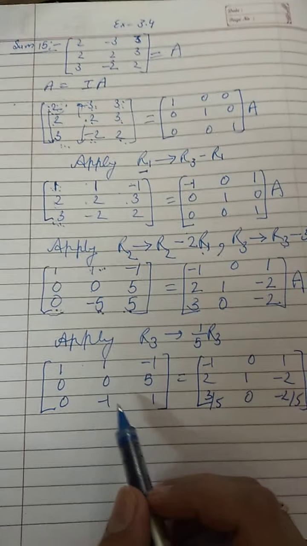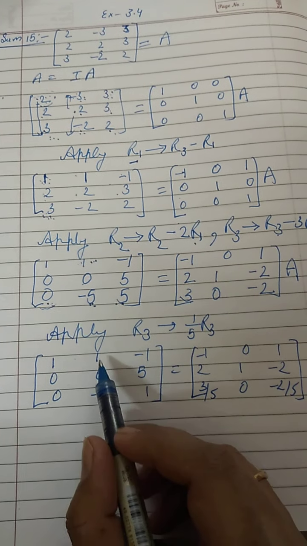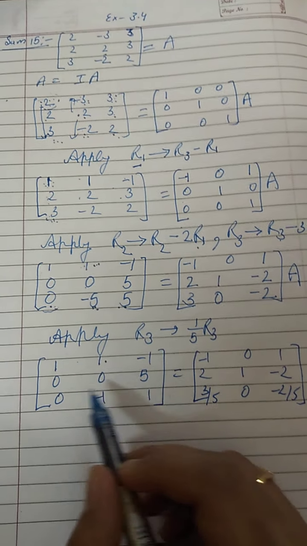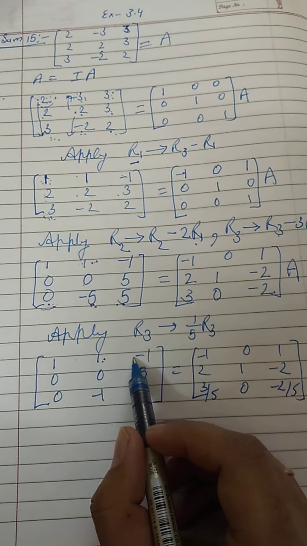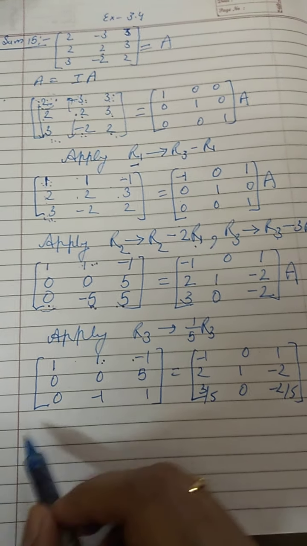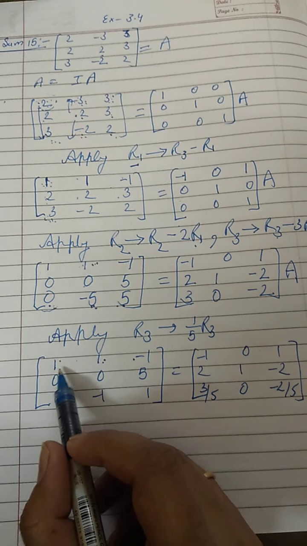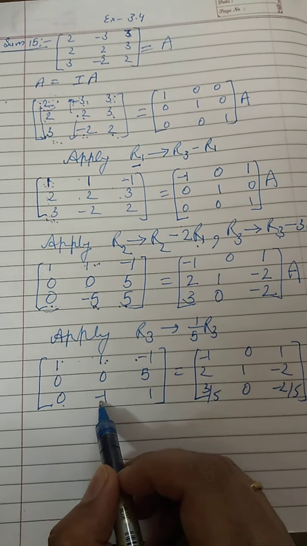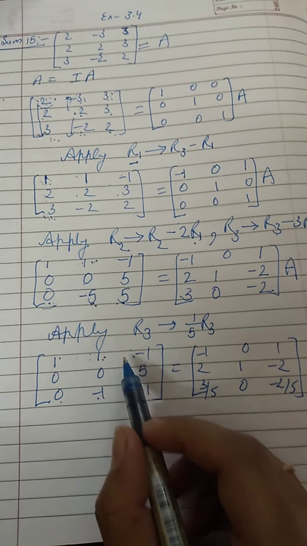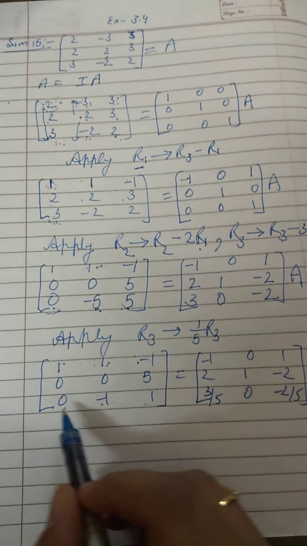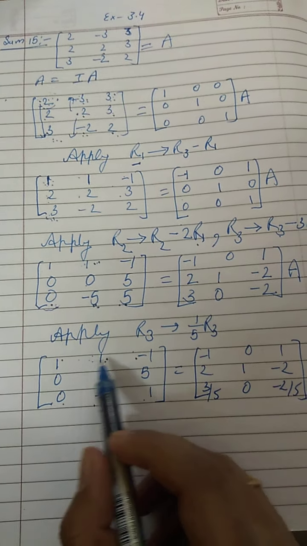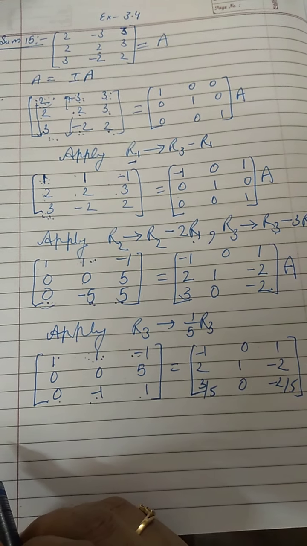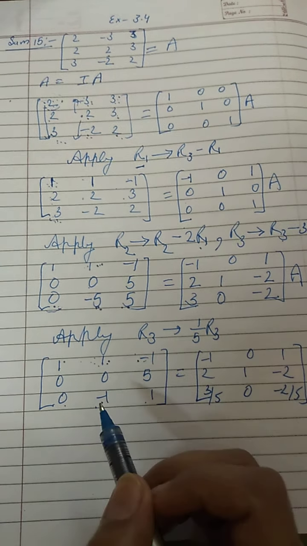Right? Now you have to think how to make this element 0. How will we make this element 0? I want to make this element also 0. So if you notice, 0 plus 1 will keep it as 1 only. 1 minus 1 will make it 0. Minus 1 plus 1 will make this also 0. So if I simply add R3 to R1, these two elements are becoming 0. So let us do that.